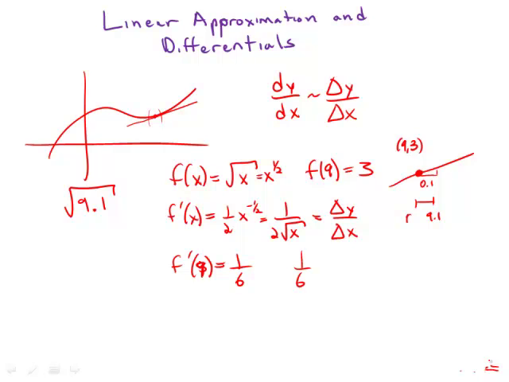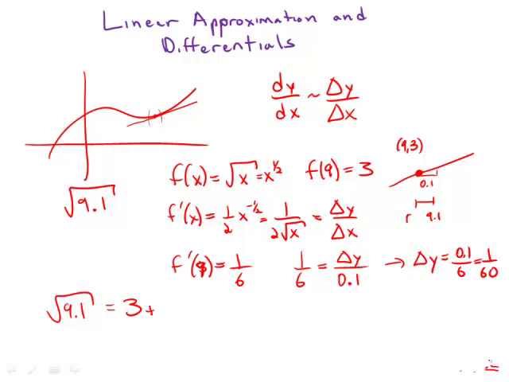So we know that 1/6 would be approximately equal to delta y over delta x, and for delta x I'm going to put in 1/10. Solving, we get that delta y equals 0.1 over 6, or simplifying, 1/60th. And so our approximation for the square root of 9.1 is the original value of y, which is 3, plus the delta y, which is 1/60. So 3 and 1/60th.